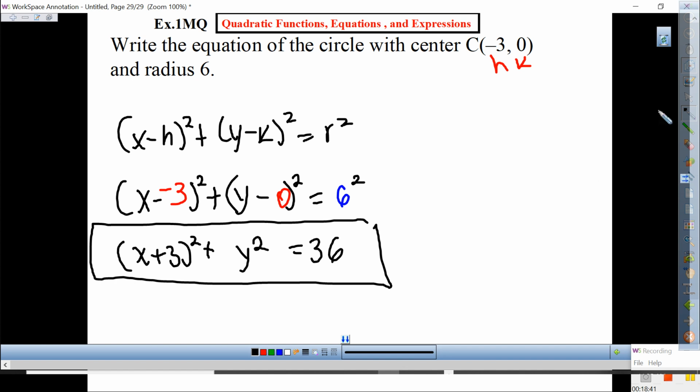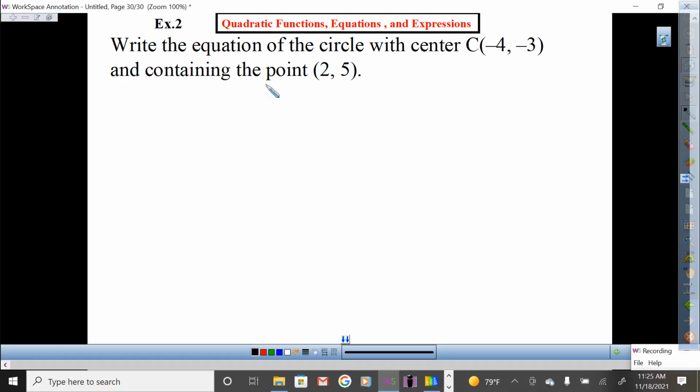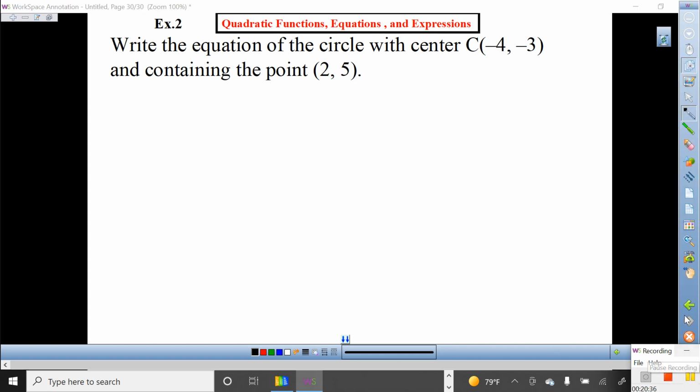All right, copy this. Example 2. Center -4, -3, containing the point 2, 5. So write the center, and then point 2, 5. Center and point 2, 5. Copy that. All right, here we go.